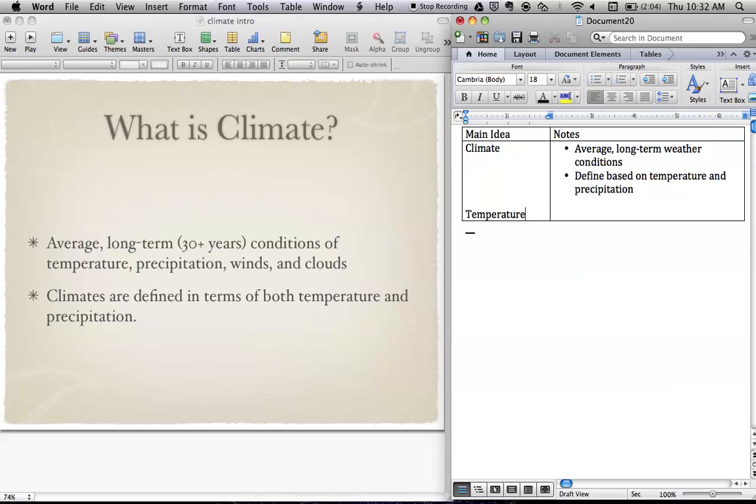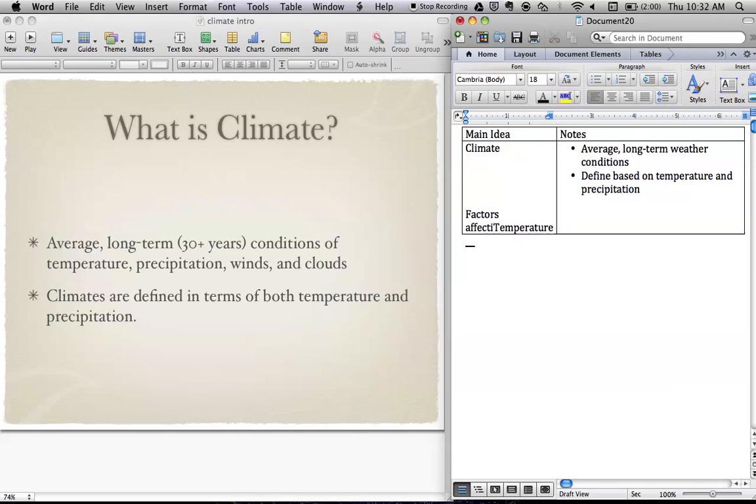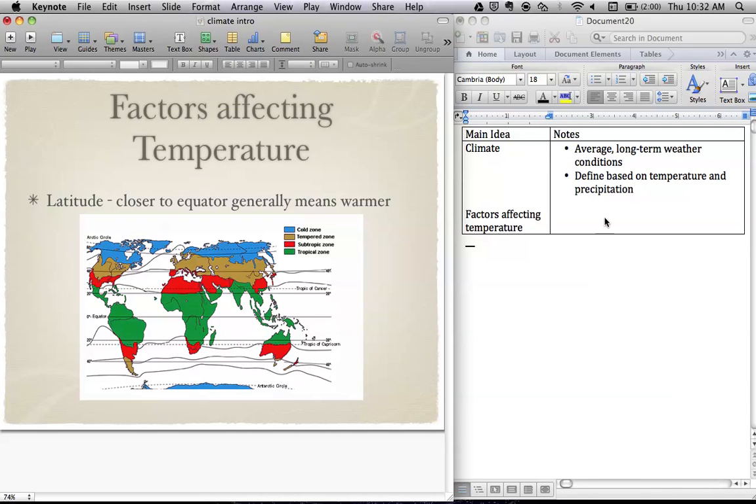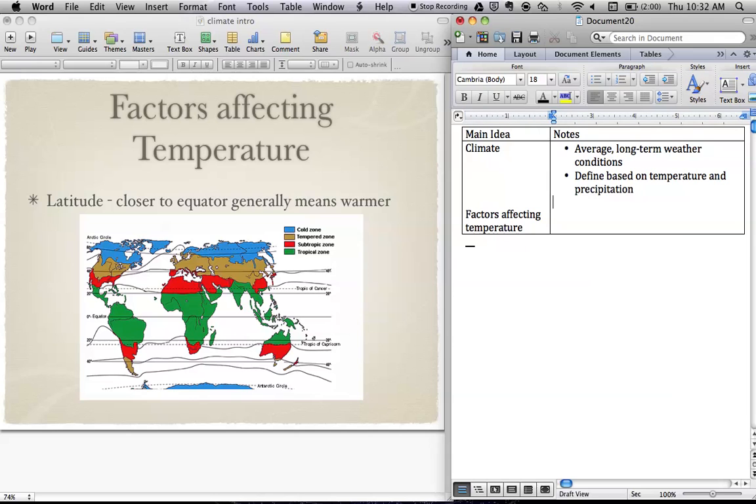We'll start with temperature. So these are factors affecting temperature. There we go. I can spell. All right, so factors affecting temperature. Some of them are pretty straightforward, right? And the most basic is latitude. Closer to the equator equals hotter. Right? And instinctively we know that, right?